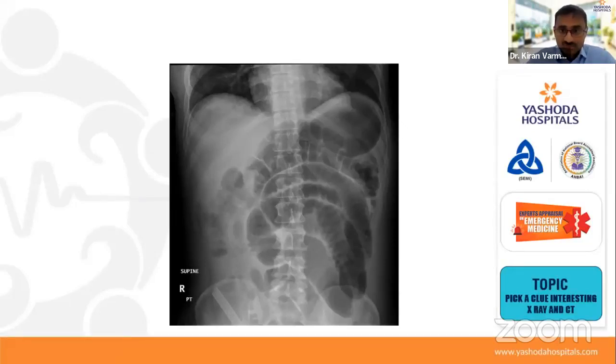In case of large bowel, haustra might be present. So this is how we have to differentiate between small bowel and large bowel. Small bowel is location-wise central, and plicae circulares will be present. In case of large bowel, it is peripheral and haustra will be present.